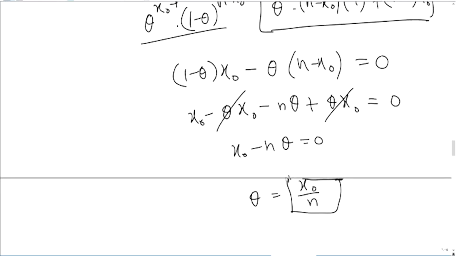This is the maximum likelihood estimate of theta when you assume that x naught, the random variable, comes from a binomial distribution, where x naught is the observed data and n is the sample size.